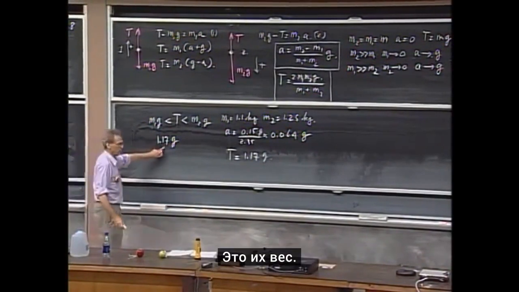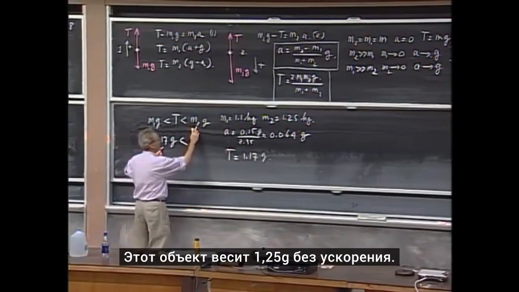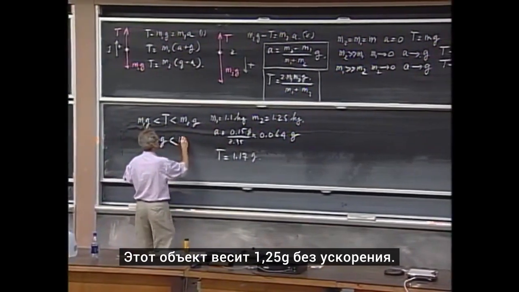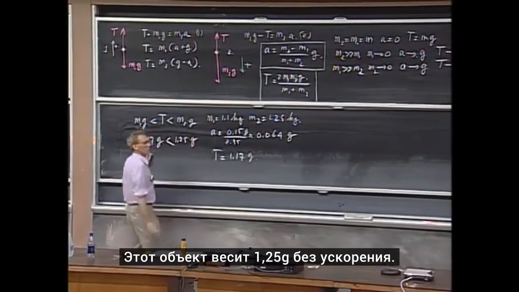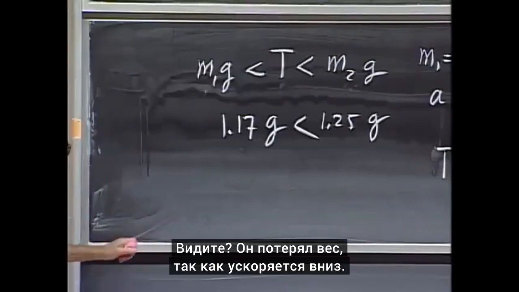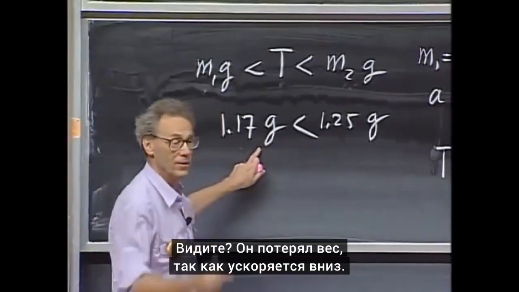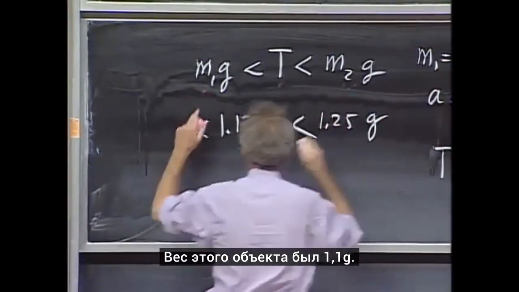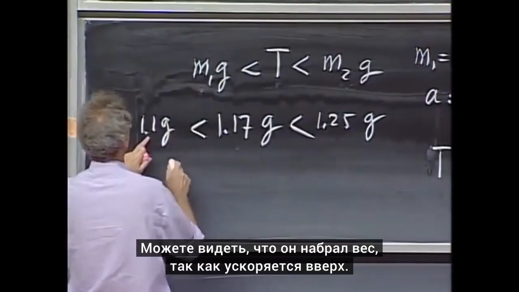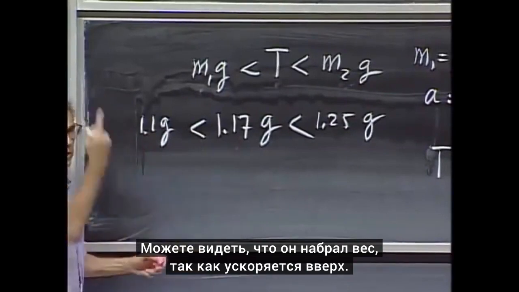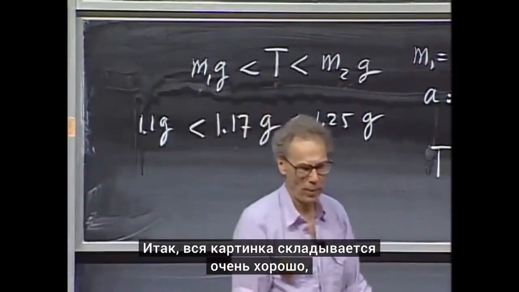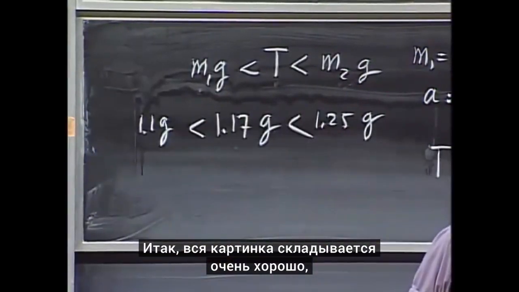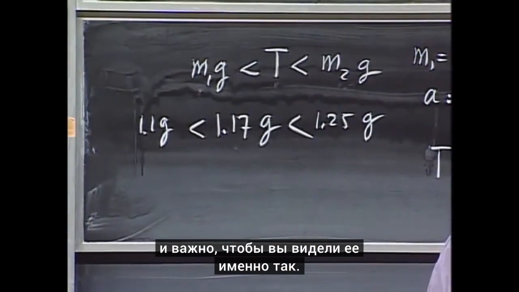This is their weight. This one had a weight of 1.25 g without being accelerated. You see, it has lost weight because it accelerated down. This one had a weight of 1.1 g. You see, it has gained weight because it's accelerated up. So you see, the whole picture ties together very neatly, and it's important that you look at it that way.